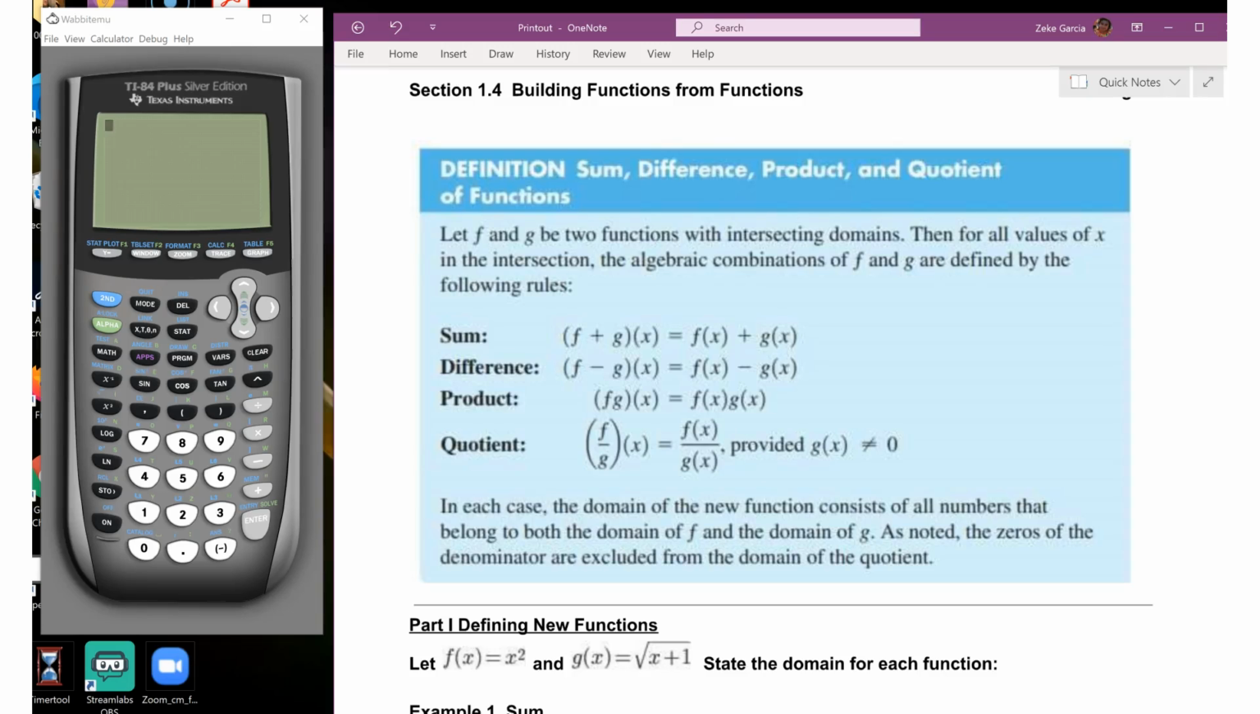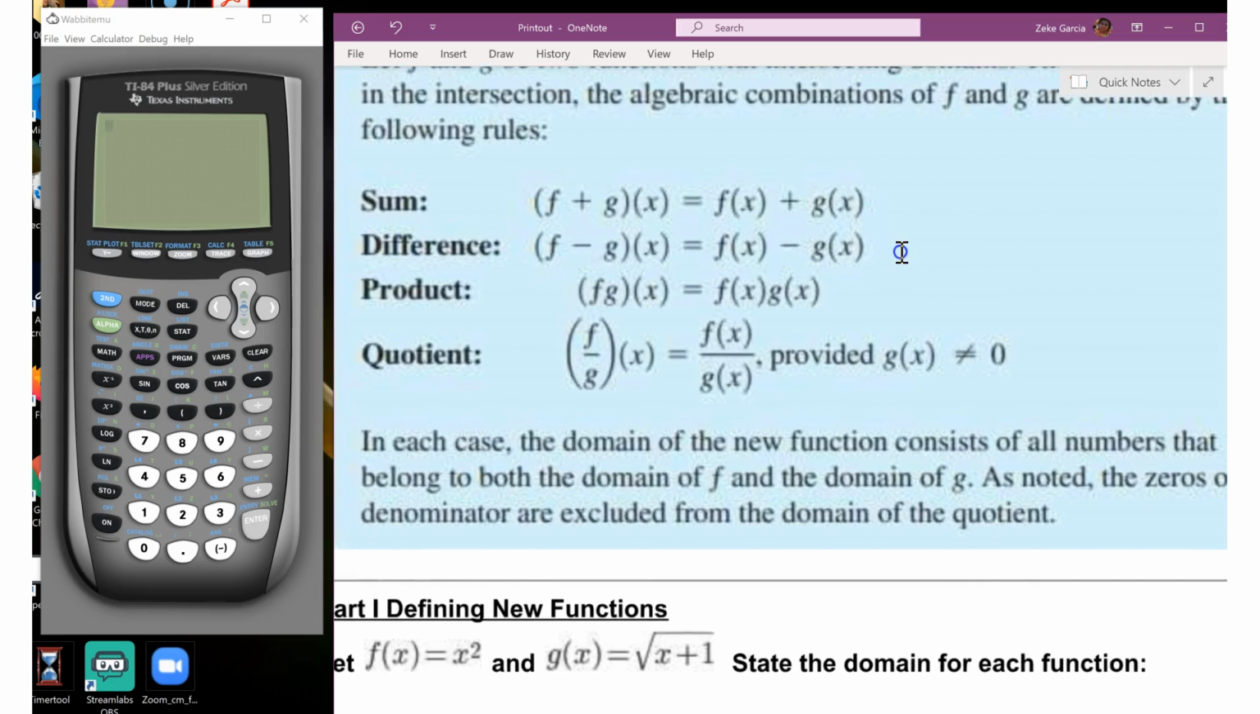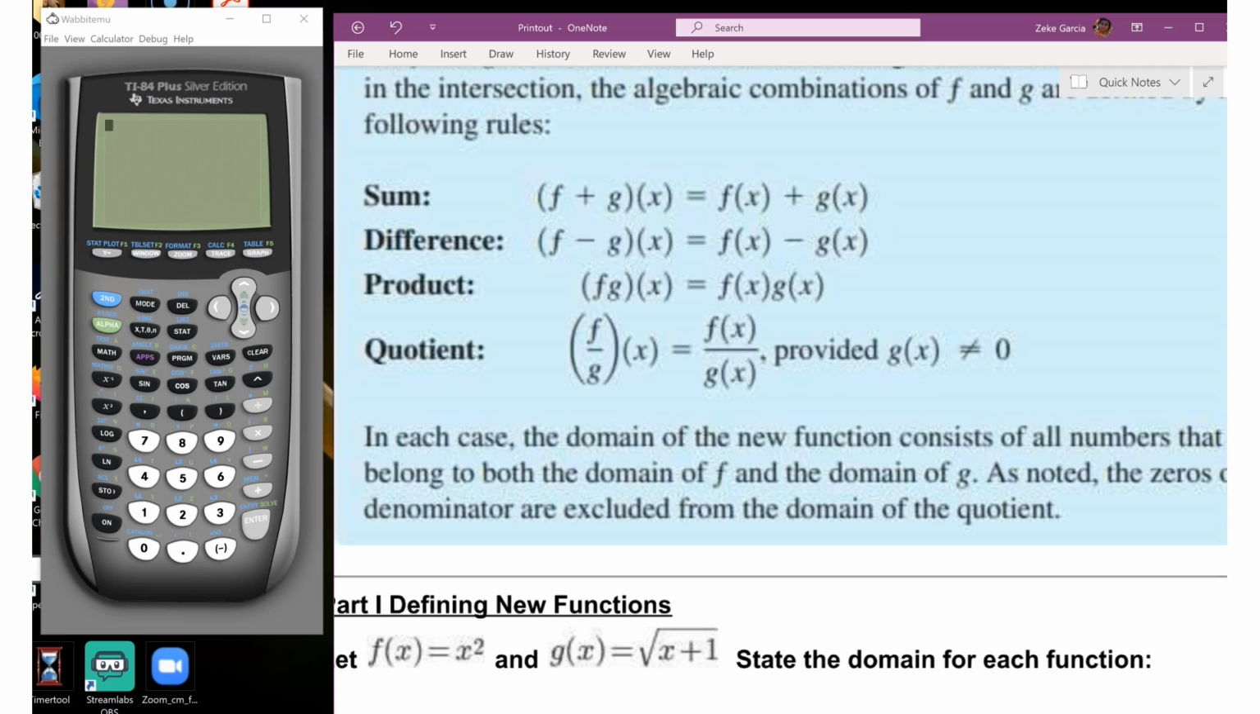Today's lesson deals with function operations and composition. And as you can see, these are the different operations that we're going to do. We're going to be adding, subtracting functions, multiplying functions, and we will also be dividing. And every time that we add, subtract, multiply, or divide, there is a new domain for the new function. And we're going to be talking about that.